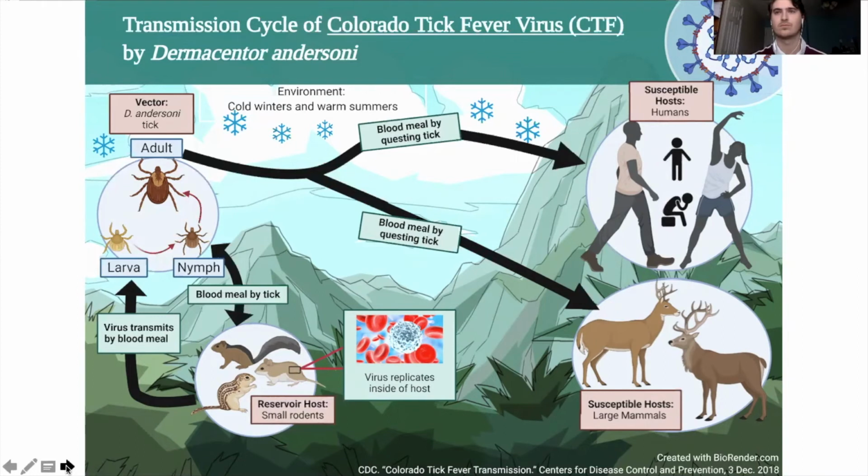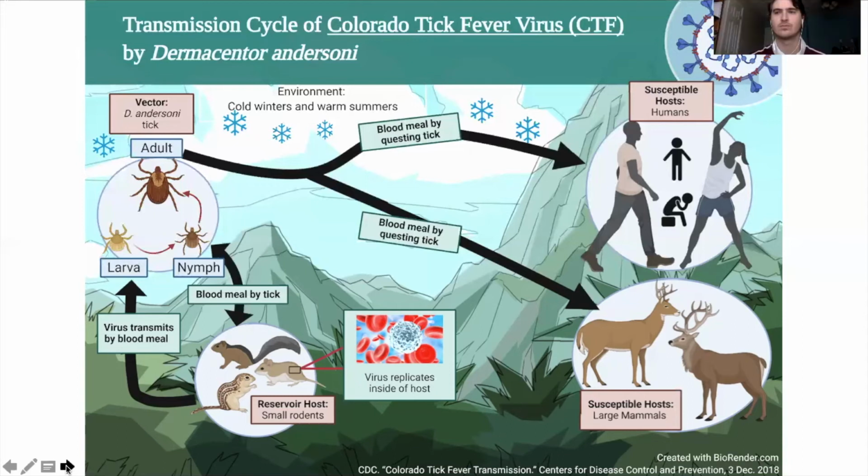The nymphs take their blood meal on small rodents, and the small rodents become infected with Colorado tick fever virus through the tick bites. And this is how the pathogen gains entry into the host. The small rodents are the reservoir host. The virus replicates readily inside the host, and the host does not develop any clinical symptoms of the virus. So whenever an uninfected tick comes to feed on an infected rodent, the virus can exit the host when the blood meal is taken.